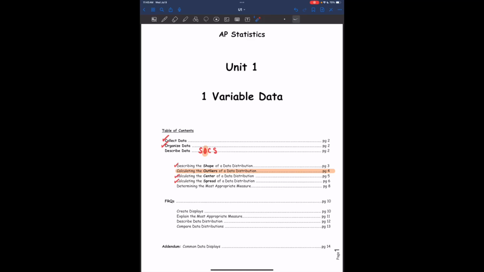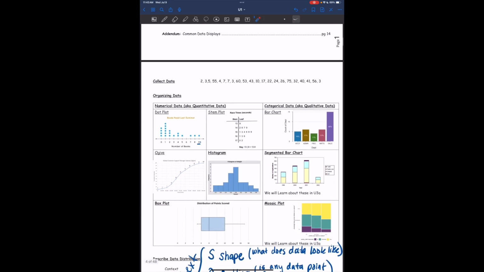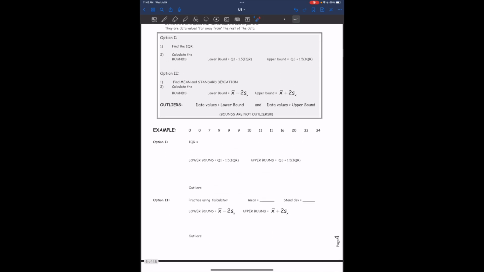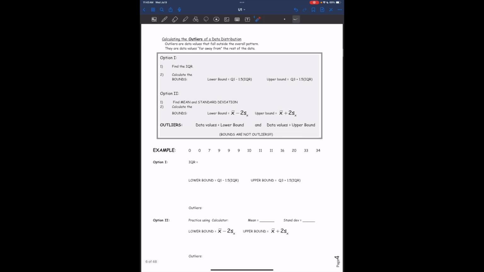Hello, and today we are continuing talking about how to describe data, and in order to do that, we need to know about how to find outliers. So again, you will need a calculator today, so if you have that, please go get it out and join me on page 4.